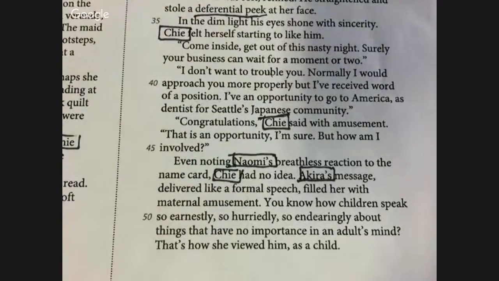I don't want to trouble you. Does this answer why Akira says his meeting with Chie is a matter of emergency? No, not at all. Answer choice B, 39 through 42.